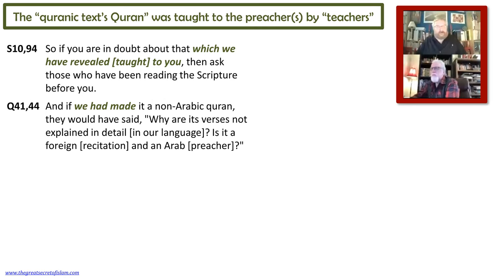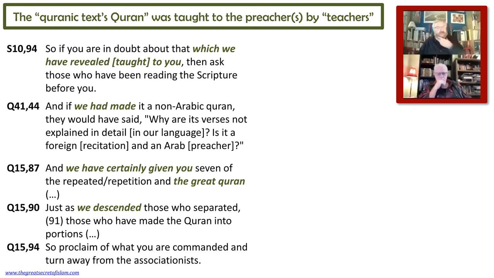In Surah 41, verse 44, and if we had made it a non-Arabic Quran, they would have said, why are its verses not explained in detail in our language? Is it a foreign recitation and an Arab preacher? Who is speaking here? This is not the preacher speaking here. This is someone else. This is not the preacher telling the Arab audience. This is, I think, the teachers telling the preacher about their own doctrine. The teachers were the ones who translated an Aramaic Quran, a foreign Quran, into an Arabic Quran. And they gave it to the preacher to teach, in order for him to present it to the Arab audience. This is what we find here in this verse.